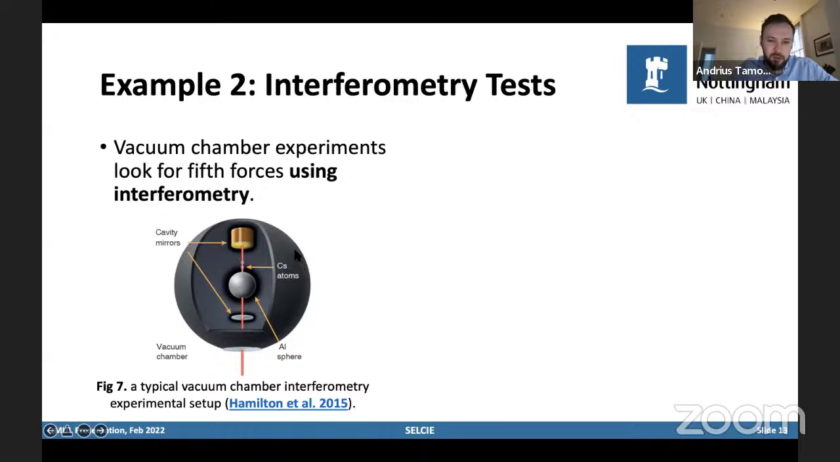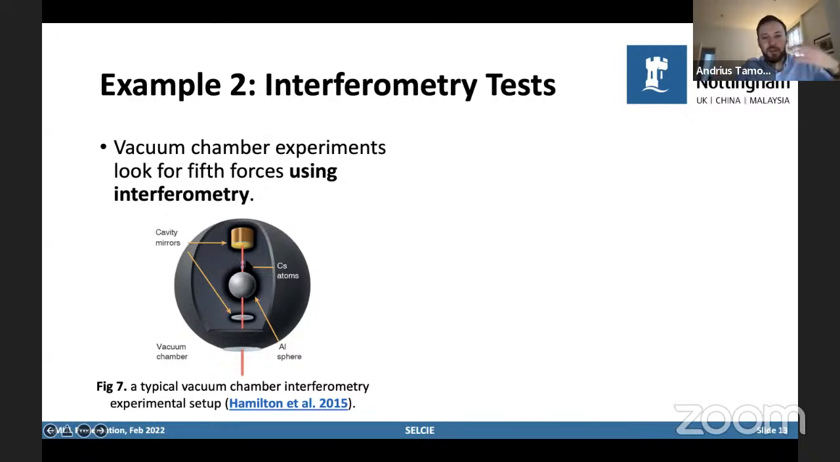You have a vacuum chamber that has a particular sphere made from some metal, in this case an aluminum sphere, with certain atoms, in this case cesium atoms, falling towards that sphere. And using this laser and mirror setup, you can measure the acceleration of these atoms very accurately.